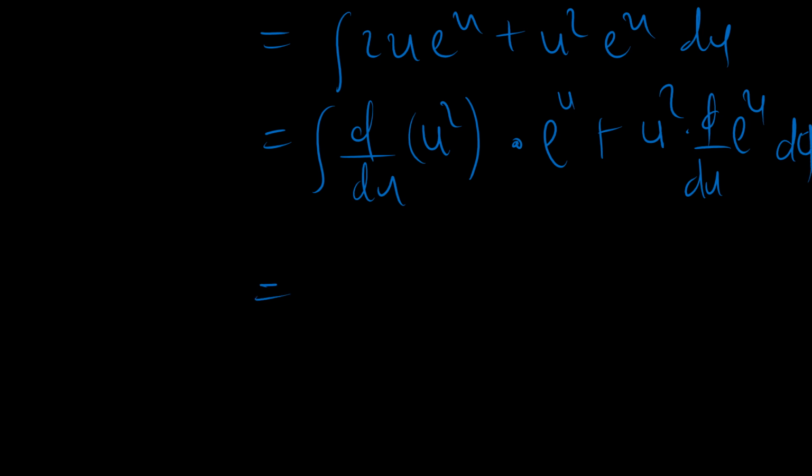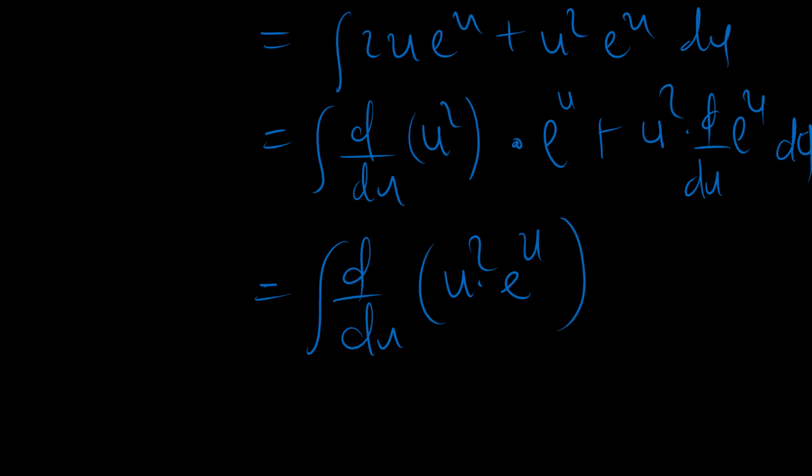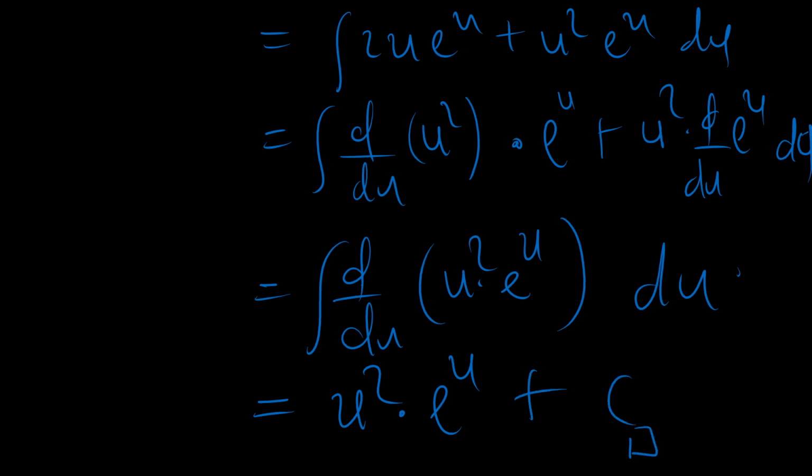So when you have this, the integral is very simple. This just tells us that we're differentiating the product of u squared and e to the power u, right? So when we're integrating the derivative of u squared times e to the power u, that's the same as u squared times e to the power u plus c, the integration constant.